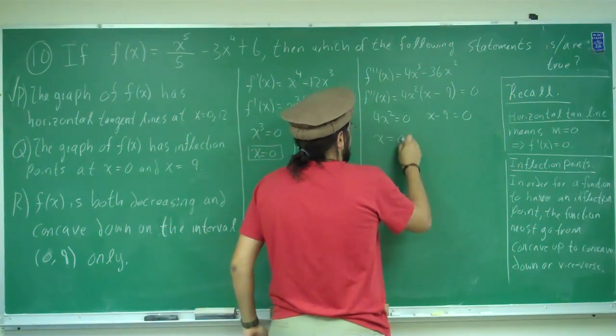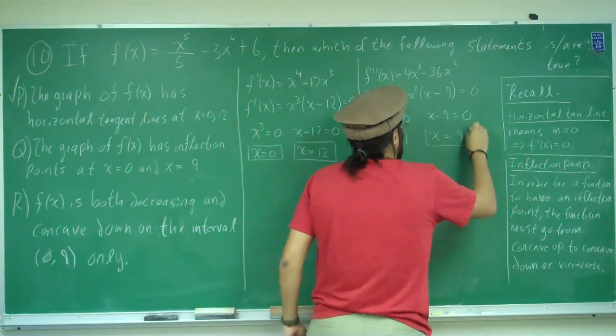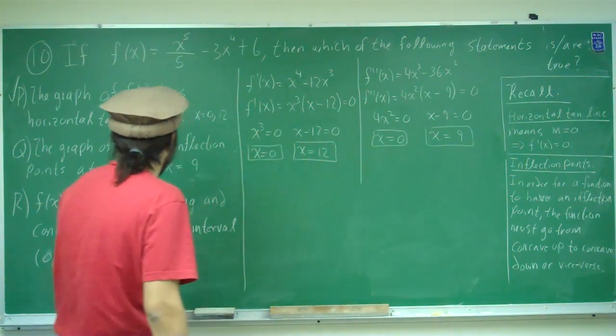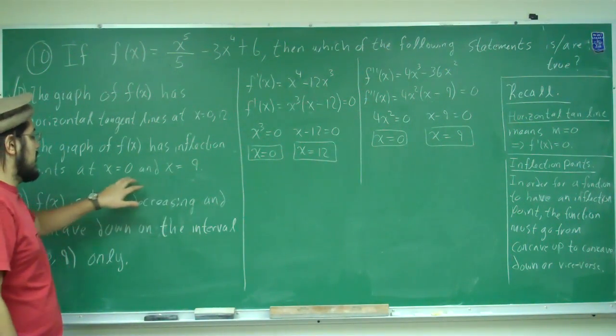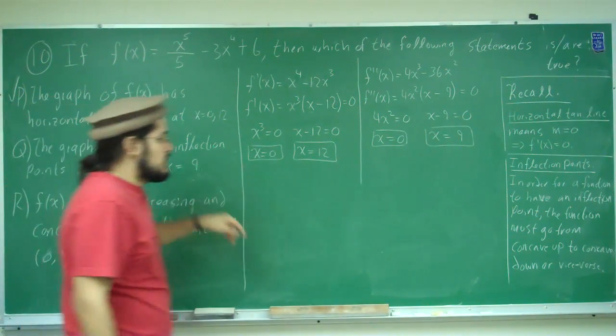So we get that x is equal to 0 here. And we get that x is equal to 9. Alright, so we have x equals 0 and x equals 9. That's good. But we can't automatically say there's inflection points there. We have to go ahead and test them. So how do we do that?